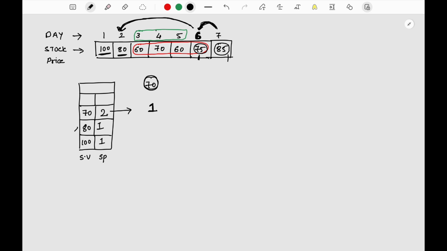Then the next value is 60. So nothing will happen. As we look at the top, we have a 70 value, which is greater than 60. So the span will only be 1. Then for 75, again we will look at the top. 60 is smaller, so we will include 1 in the span. Delete these elements. Now the top will be 70. Again, this is smaller, include in the span. And then when we come to 80, that is greater than 75, so we will stop. So the span will be 2 plus 1 and 1 for this day, 4.